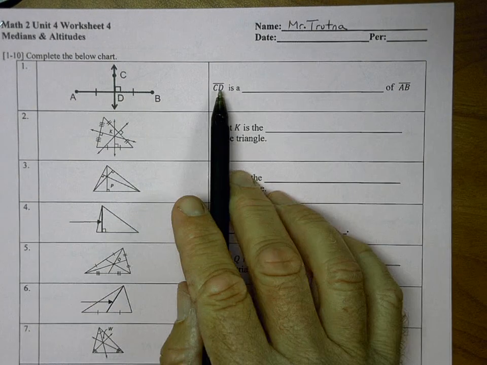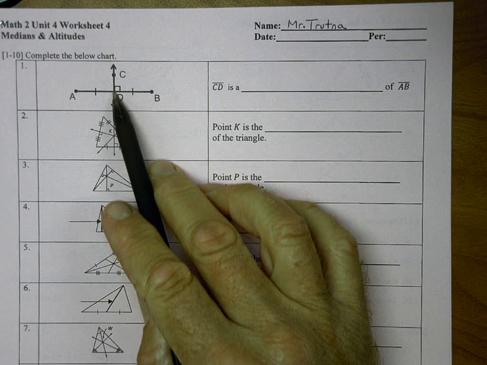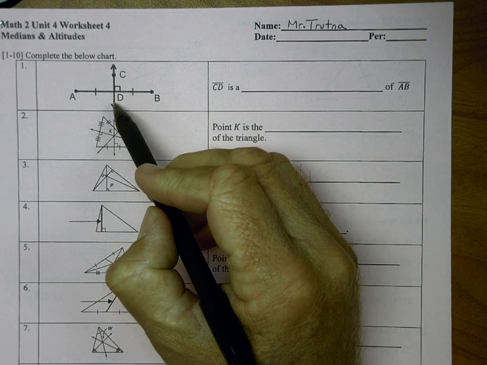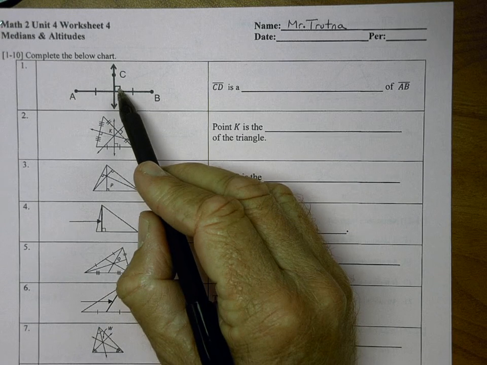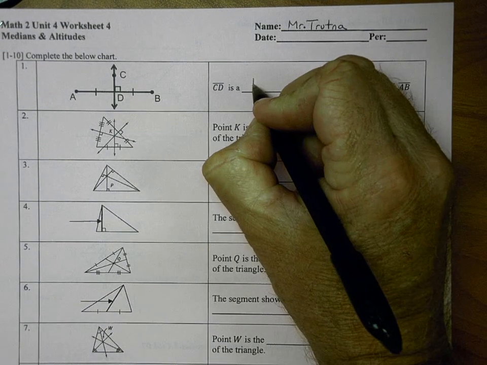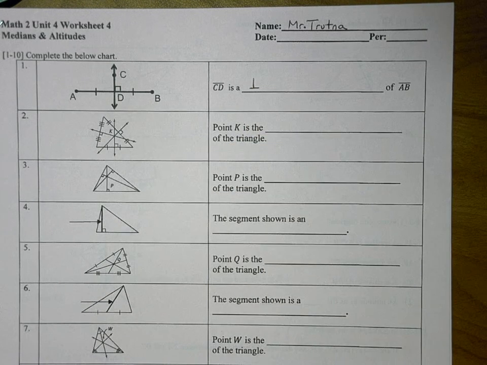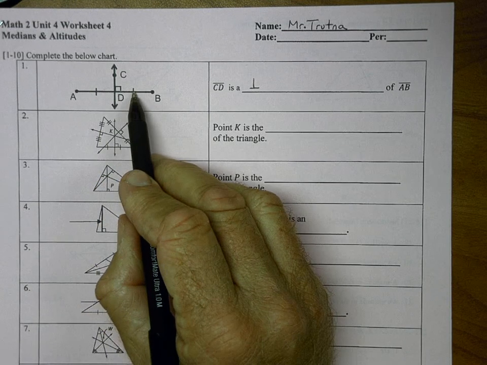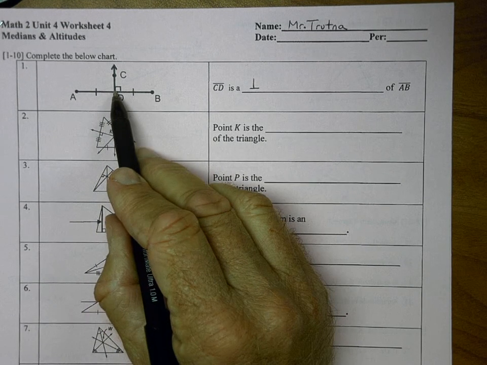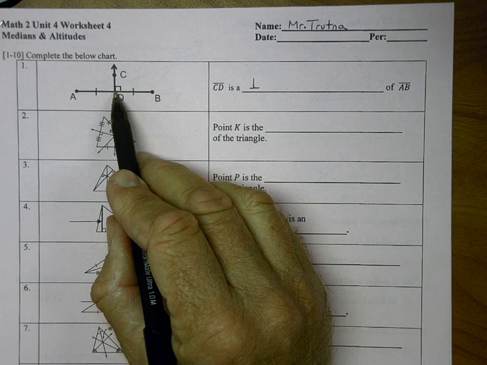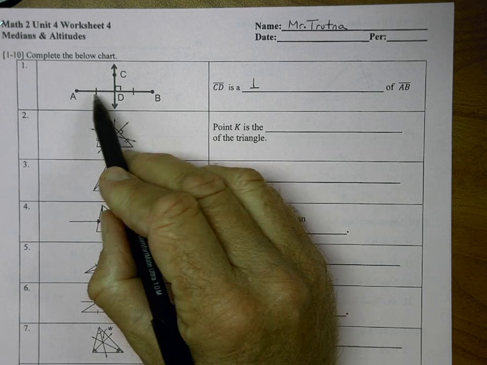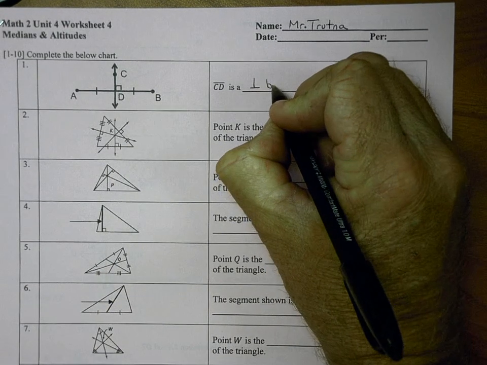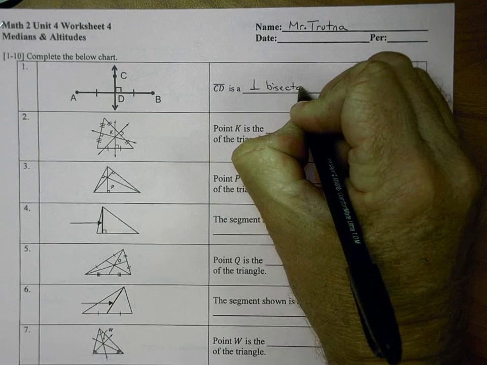Number 1, line CD. Line CD is a what of AB? Well, if you notice, where CD intersects AB we get a 90-degree angle, so that makes it perpendicular, and we'll use the symbol for perpendicular. And not only do we get a 90-degree angle, but we have these congruent marks saying that DA is congruent to DB, so that makes D the middle. So that means CD cuts AB into two equal pieces. That's called bisect. So CD is a perpendicular bisector of AB.